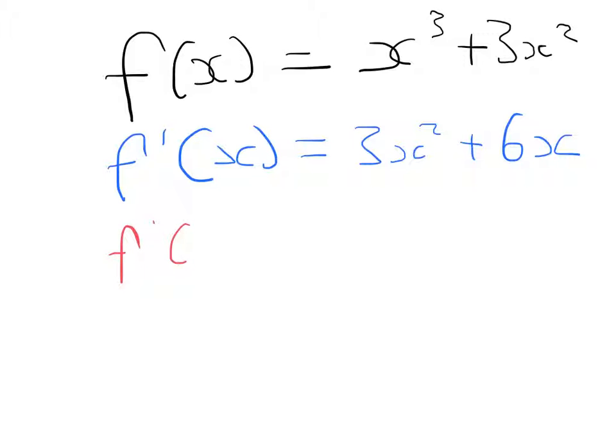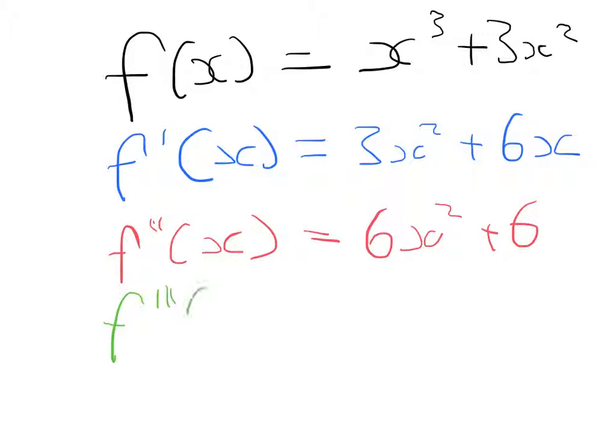So f double dash of x equals 6x plus 6. And if we wanted to find the third derivative, it's literally just f triple dash of x equals 6. Oh, we've made a little mistake there. That should be 6x, and that one should just be 6. There we go, sorry about that.